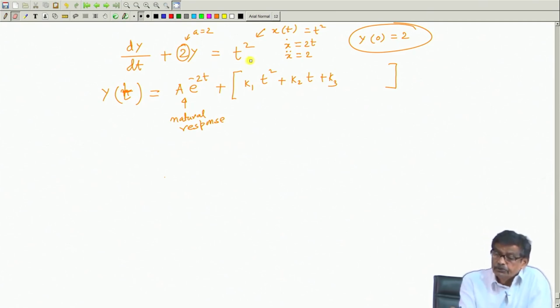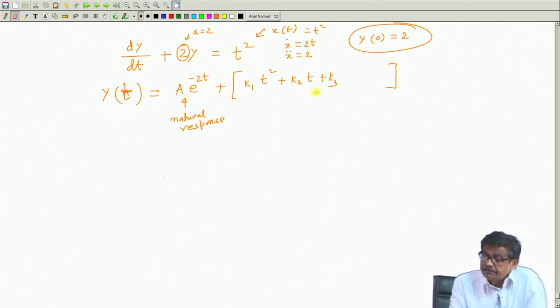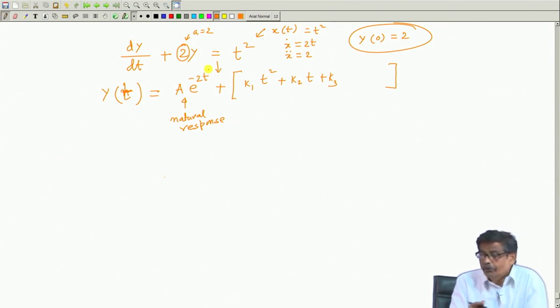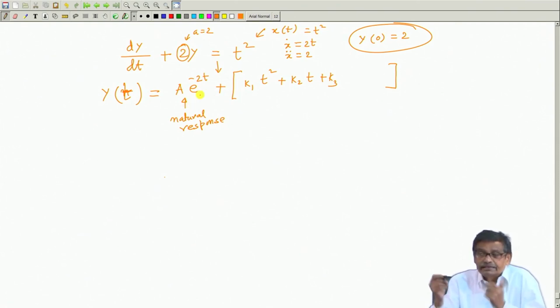So, a differential equation is given. The nature of the solution of this equation I will write in one stroke, with no wastage of time. I know this is the natural response, and this is the rest. Now, the big question is how to find these constants A, k1, k2 and k3. So, it ends here.